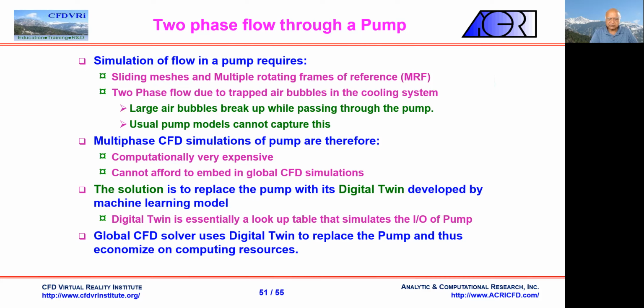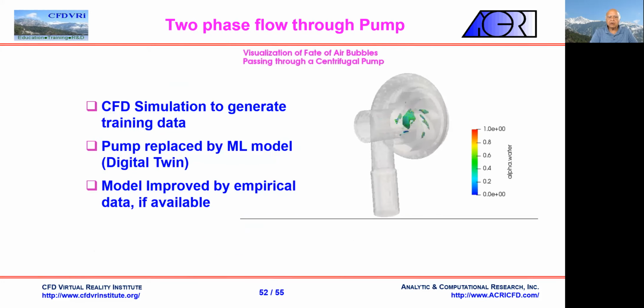and we cannot afford to embed them in global CFD simulations. So the solution is to replace the pump with its digital twin developed by a machine learning model, which will give us a lookup table that simulates the IO of the pump. So the global CFD solver will then use the digital twin to replace the pump. Just look up a table rather than solving for the pump, and economize on the computing resources. Here is how we did it. We basically took the pump, did multiple simulations under different inlet and outlet conditions, and generated the training data from that. Then we put it into a machine learning model, and we improved it with the empirical data as it was available.